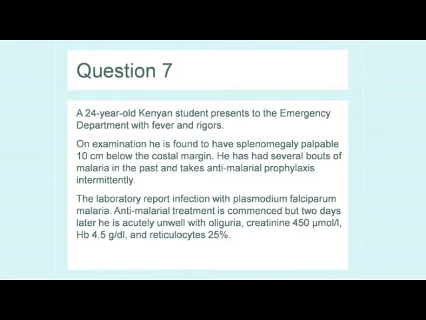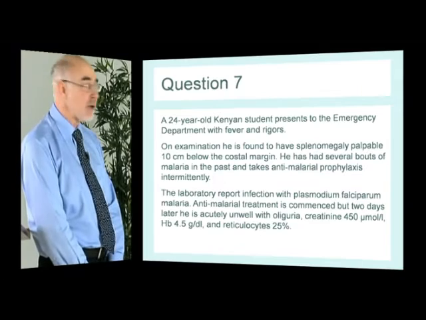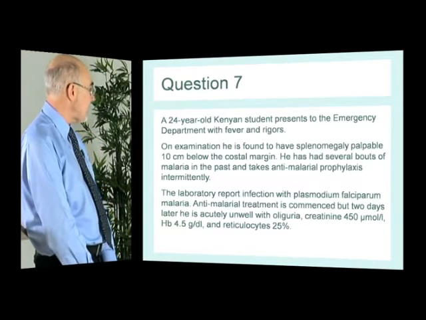A 24-year-old Kenyan student presents to A&E with fever and rigors. On examination, he has an enlarged spleen. In the past, he is known to have suffered from several bouts of malaria and takes anti-malaria prophylaxis intermittently. The laboratory report an infection with Plasmodium falciparum. An anti-malarial treatment is started.